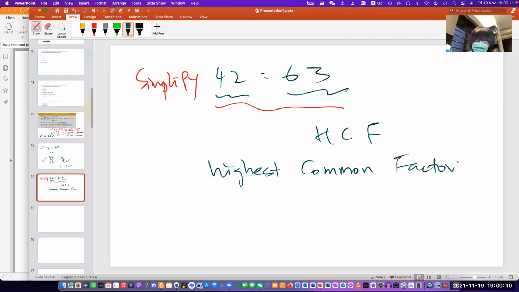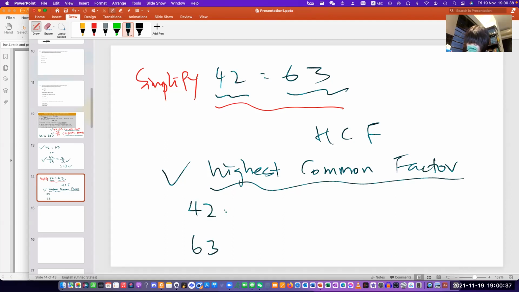Do you realize or not? Yes or no? No. Okay, good. It's okay. We have learned this HCF in our previous two lessons. So right now, let's make use of this concept, HCF. How do you get HCF? Before you get HCF, you need to get the prime factorization first, for both of these.